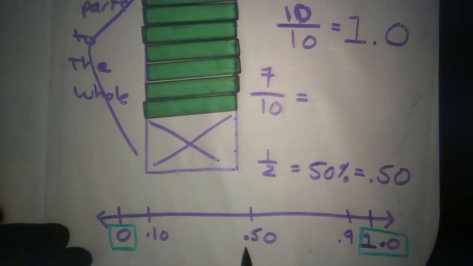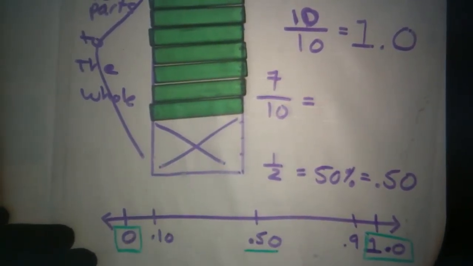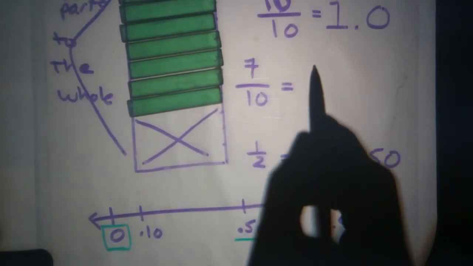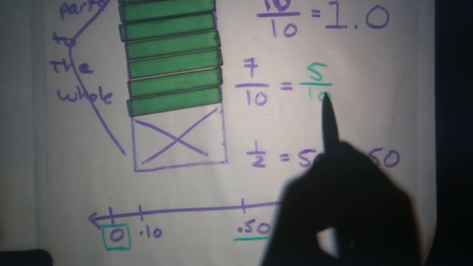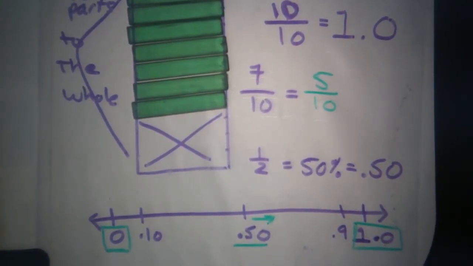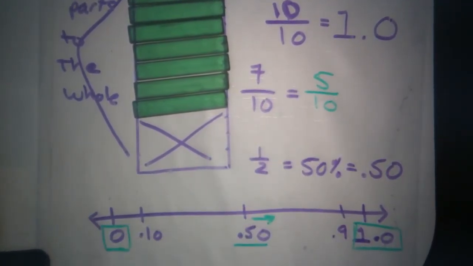Well, I know here's half. Do I have more than half? Well, I have 7/10. To make half, I would have to have 5/10. That's half of 10. So I know I'm closer to 1 whole because I have more than 1/2.